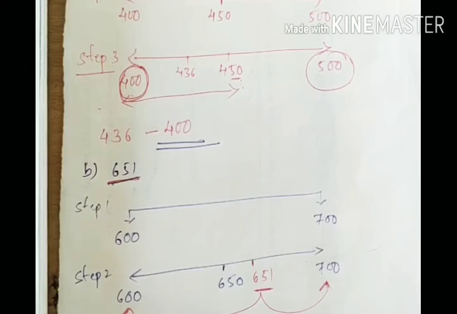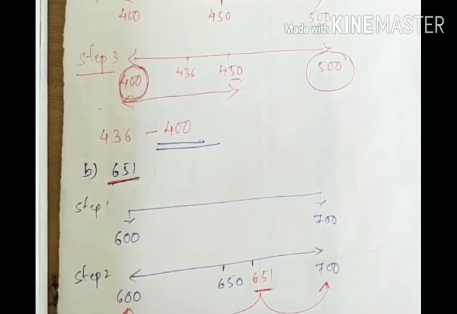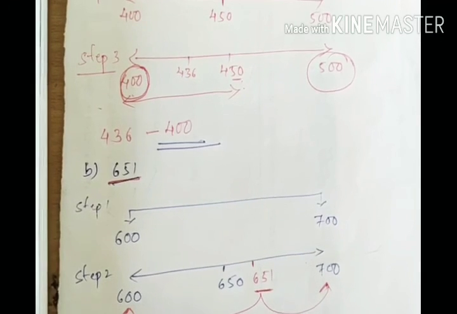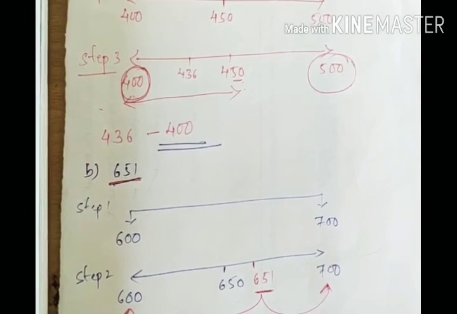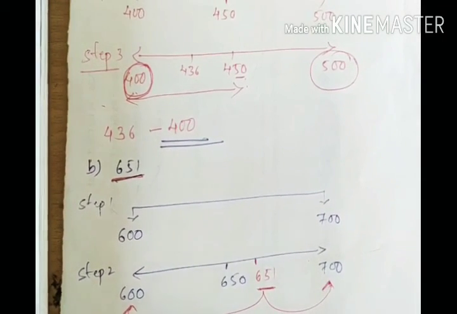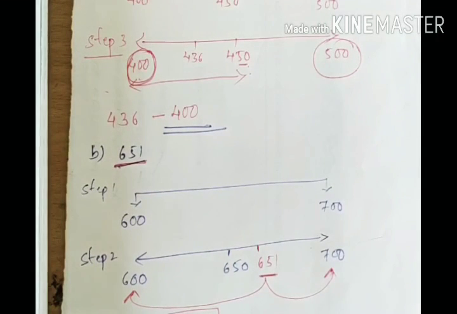Yes, your answer is right. It is near to 700. So for 651, its nearest 100 is 700. Is that clear, dear student? In this method, in this way, you have to find all the answers.